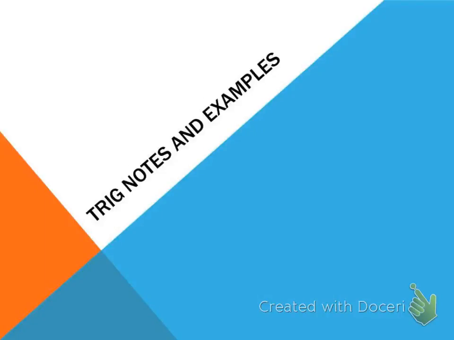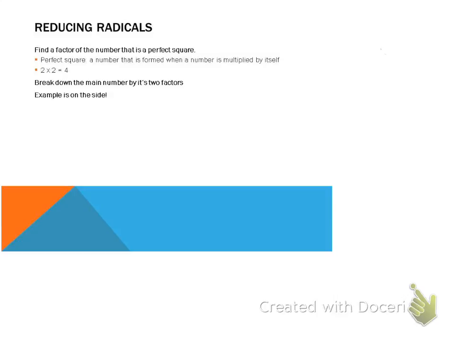Okay, this is an extra video to help with trig notes and different examples with classifying triangles. So first we're going to look at reducing radicals again. We talked about this before. What you want to do is find a perfect square as a factor of the number inside the square root. For example, 4 is a perfect square because 2 times 2, you're multiplying the same number by itself to get that value.